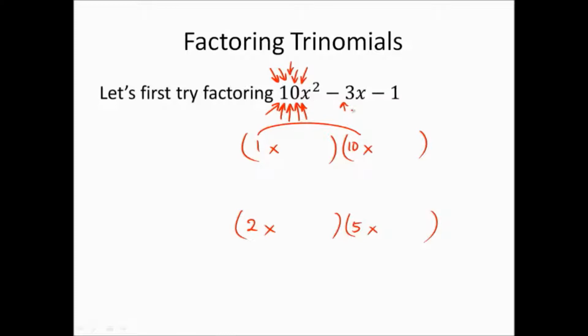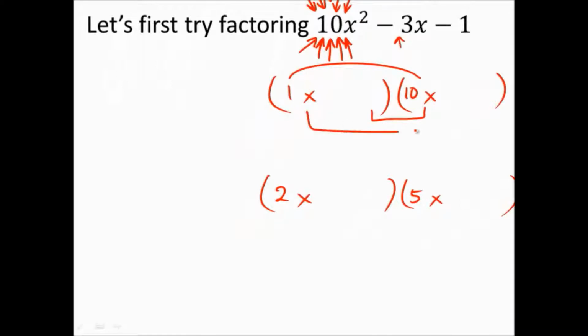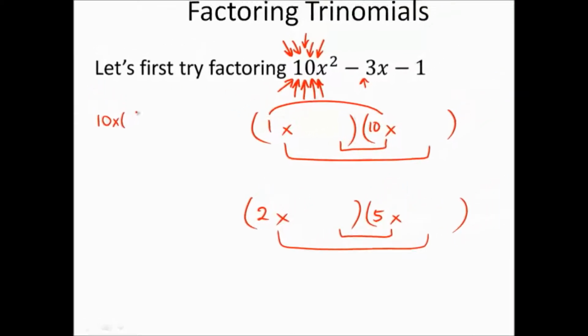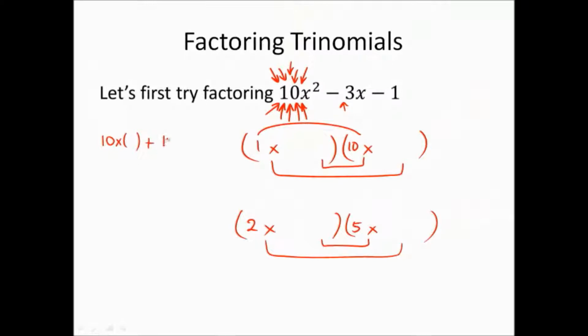So to make sure the middle term works, we know that the inner and the outer multiplications need to add up to the middle term because that's where they come from. So what that means is 10x times something plus 1x times something needs to give us negative 3x. And here, 5x times something plus 2x times something needs to give us a negative 3x. That's how the middle term is formed from the distribution step.